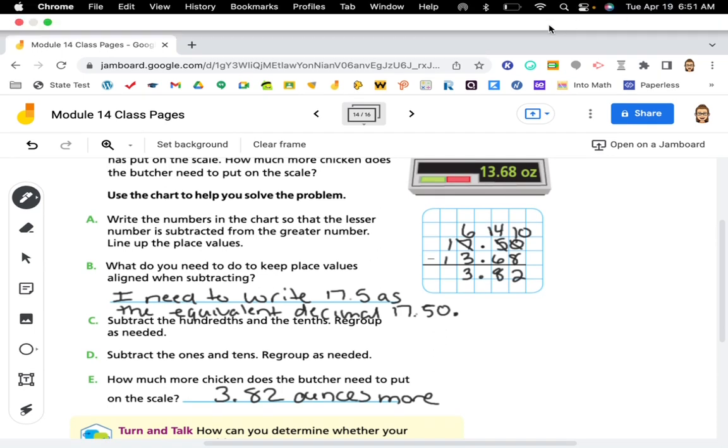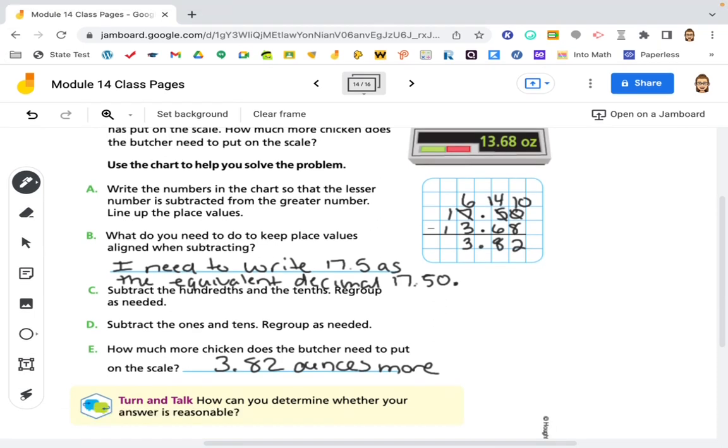And that is all for today's lesson. I hope that you are now able to use a written method and strategies based on place value to subtract decimals. And remember, in order to be a math person, all you have to do is be a person and do math.